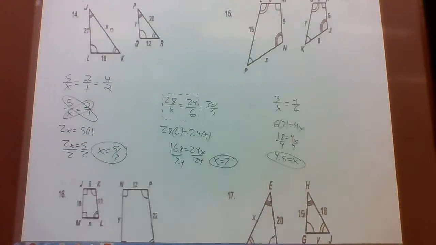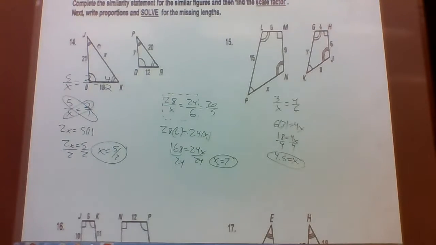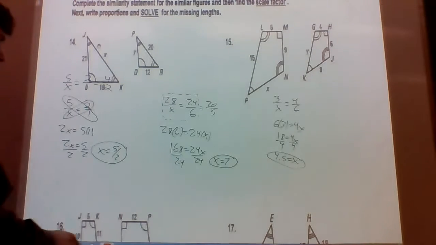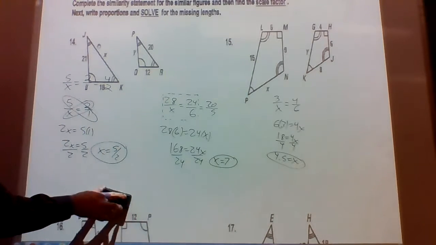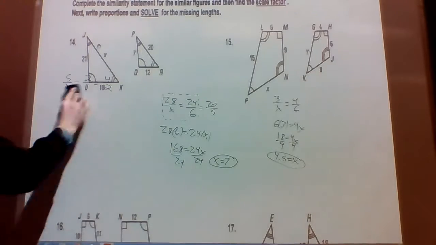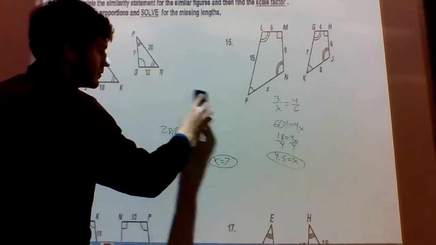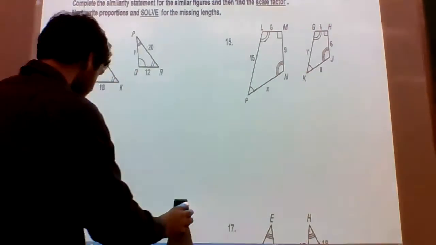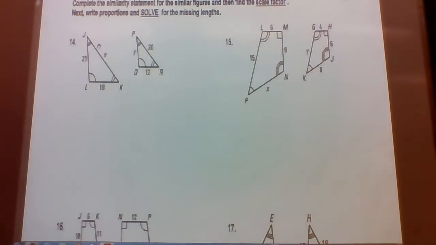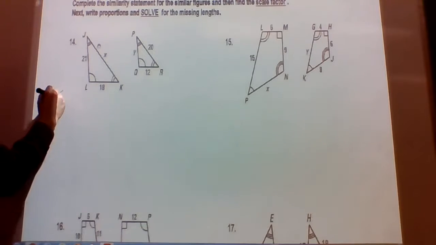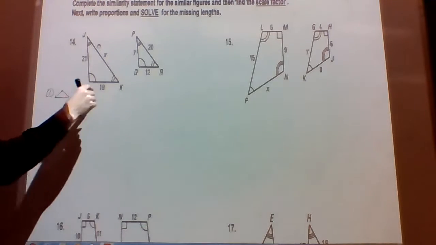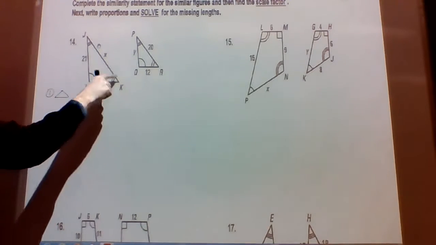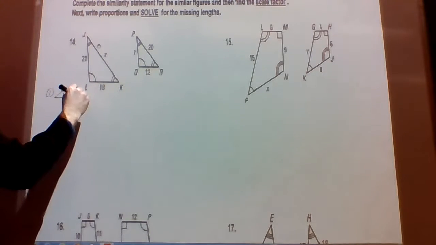14, 15. Okay, they want us to complete the similarity statement for the similar figures and then find the scale factor. Next, write the proportions and solve for the missing lengths. So there's 3 steps for each one. First one, we want to write a similarity statement. We can name this in 6 different ways. Let's just name it triangle LKJ.